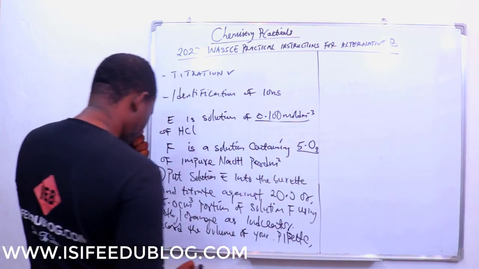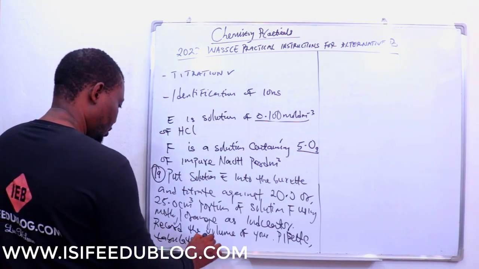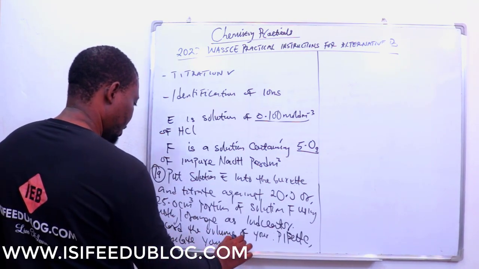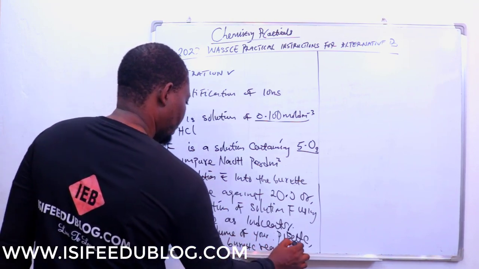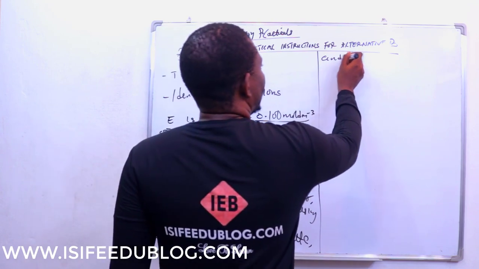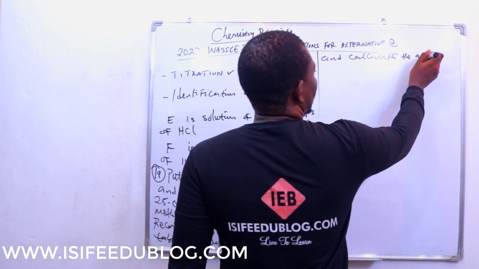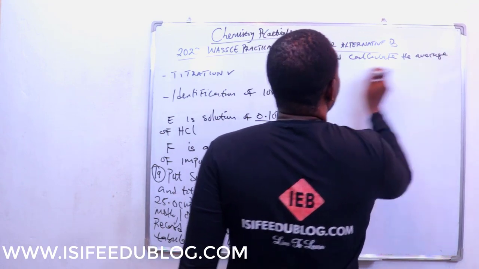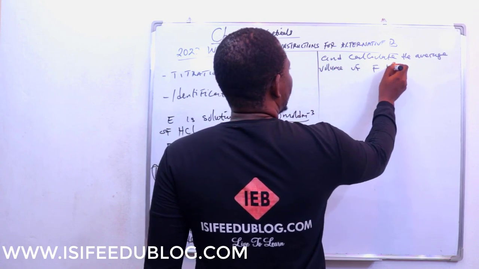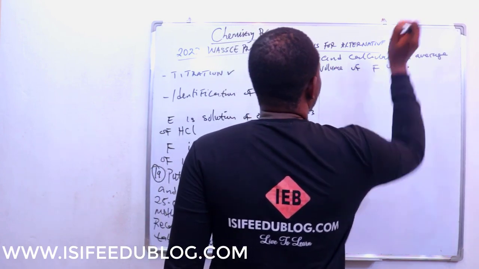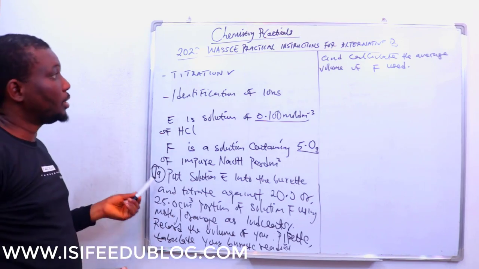Pipettes, tablets, your burettes reading, and calculate the average volume of F used. Okay, that's all for question number 1A.